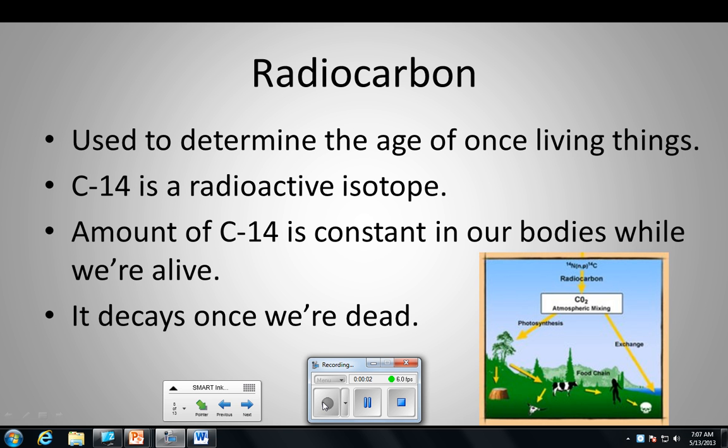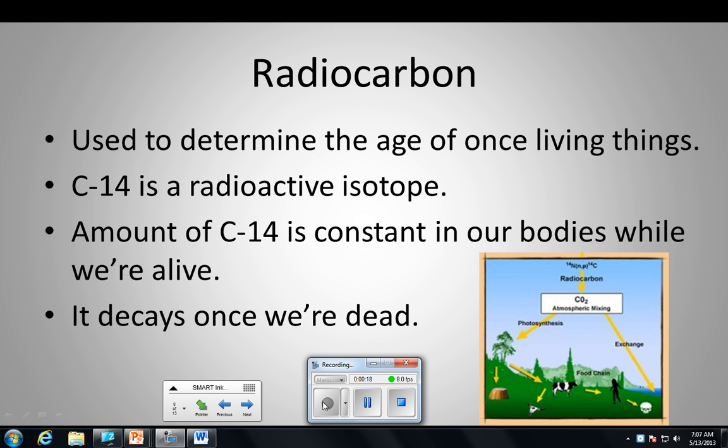Here in part 2, we're going to look at some applications of this half-life thing. We're going to start with radiocarbon dating. Radiocarbon dating is used to determine how long ago something that was once living was alive.